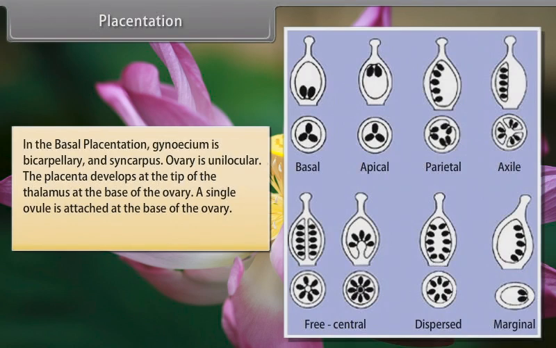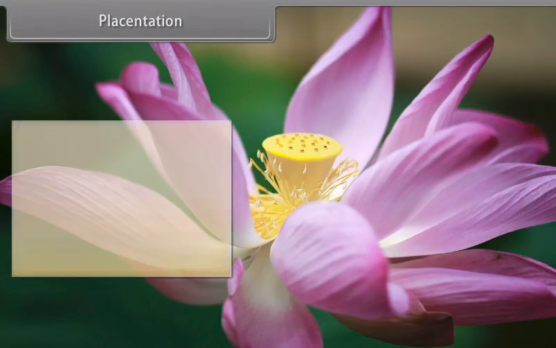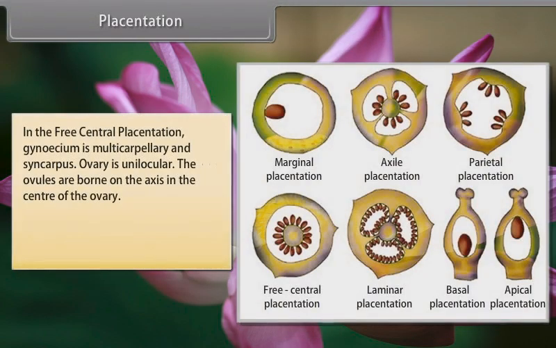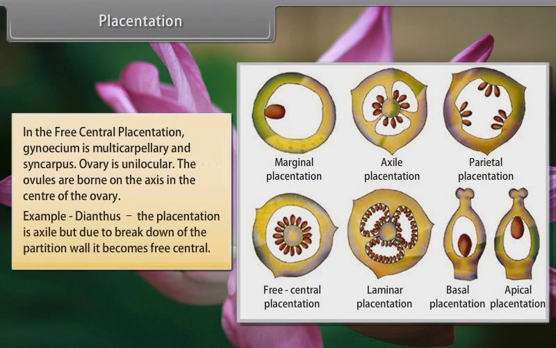In the basal placentation, gynoecium is bicarpellary and syncarpous. Ovary is unilocular. The placenta develops at the tip of the thalamus at the base of the ovary. A single ovule is attached at the base of the ovary. Example: Clematis. In the free central placentation, gynoecium is multicarpellary and syncarpous. Ovary is unilocular. The ovules are borne on the axis in the center of the ovary. Example: Dianthus. The placentation is axial but due to breakdown of the partition wall, it becomes free central.